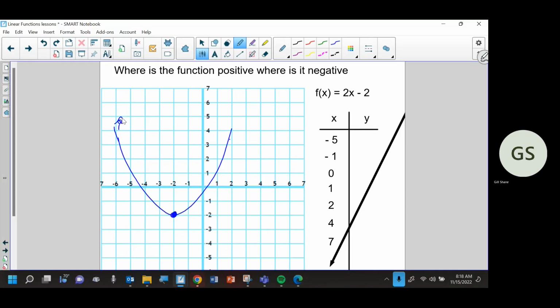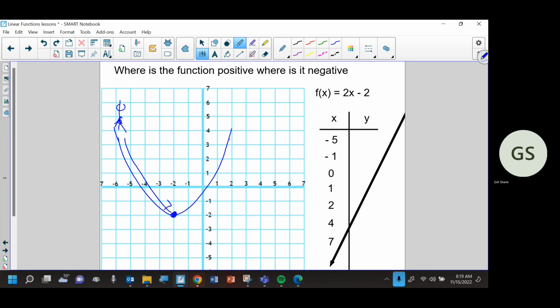So that's me. If I'm right there, here's the tricky part of this one. You're always going left to right. If I'm going left to right and I'm following my graph, I would be sliding down up until I get to that point.